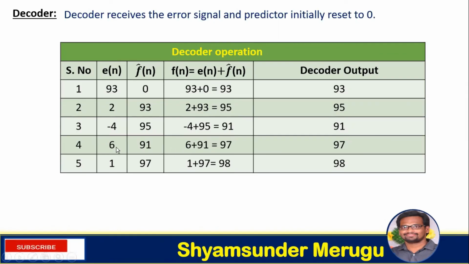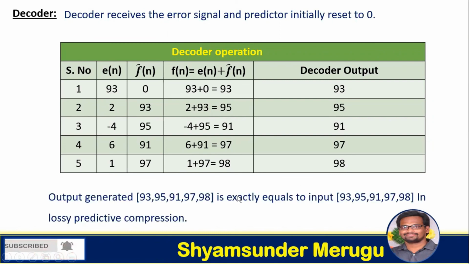The next error sample is 6, and the predictor has the past value 91. So 6 plus 91 is 97, and we get output 97. Coming to the final sample of the error sequence, that is 1, the predictor is assigned the past value 97. So 1 plus 97 equals 98, and finally we get 98. From this, the output generated sequence is exactly equal to the original input sequence. So we can conclude that no loss of data occurs when using the lossless predictive compression technique.